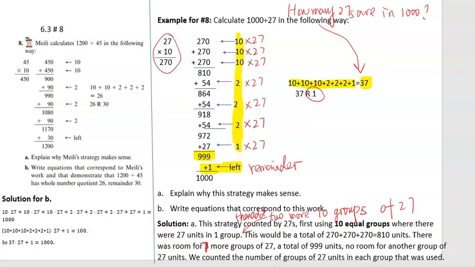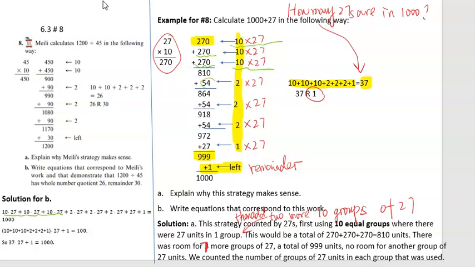Now part B, write equations that correspond to Meili's method. So we want to describe this process using equations. So first we write down, okay, how did we get this? Where did 270 come from? So remember we did 10 27s. So we write down 10 times 27. And another 270, that's adding another 10 27s. And then another 270, that's another 10 27s.